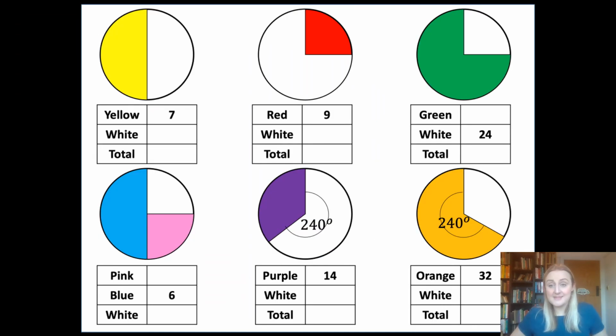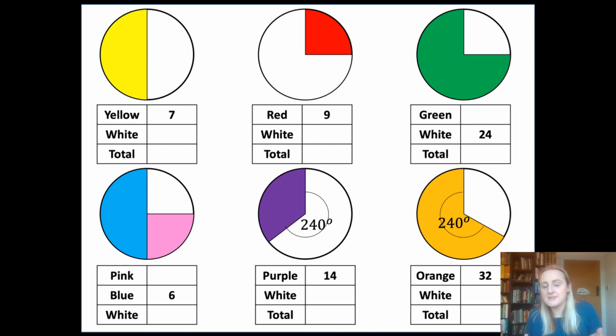Finally, this one from the same author, Miss Constantine. This is exactly the sort of thing we should be doing if we want to develop proportional reasoning understanding with our students. So have a look at this. If yellow represents 7 on that first pie chart, then white must also be 7, yeah? So we know we have 14 in total because the yellow and white sectors are the same size. Whereas on the second pie chart, if red represents 9 people or 9 whatever, then white must be 9 plus 9 plus 9, because it's 3 times the size of that. So then we can work out our total.